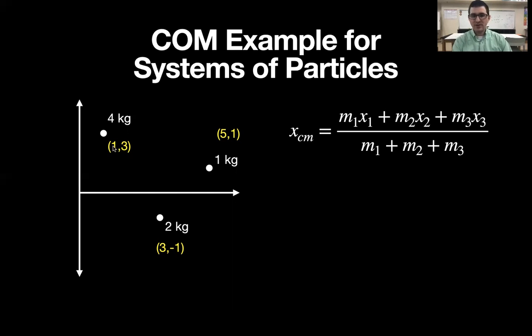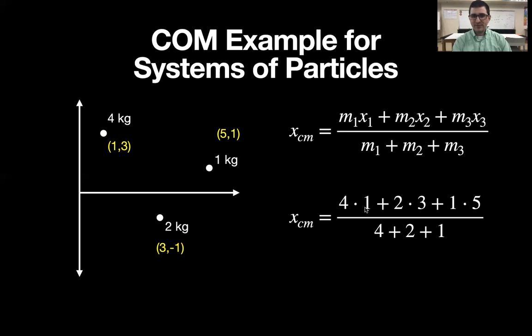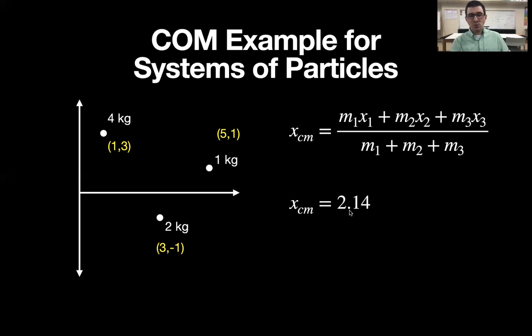So what this looks like in practice is the first point is 4 kilograms and has an x position of 1. So we're going to do 4 times 1 plus, then we'll do the same thing for the second point, 2 kilograms times an x position of 3, and then 1 kilogram times an x position of 5, and divided by the total mass is going to give me an x coordinate for the center of mass of around 2.14, which I'd say on the coordinate plane is about right here. Which seems about right. It's closest to my 4 kilograms, but it's been pulled to the right a little bit by the 1 and the 2 kilogram.